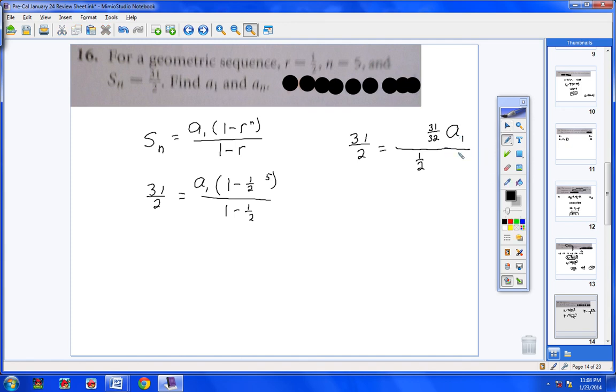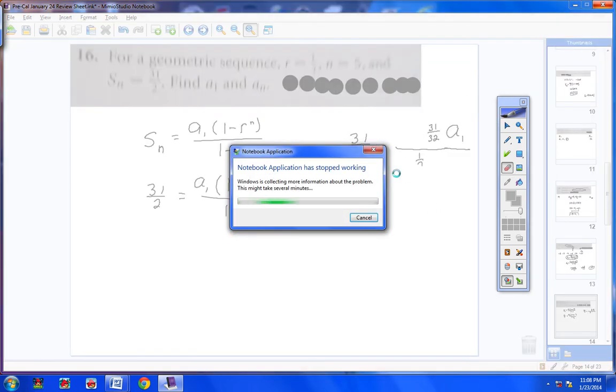Now, if you take 31 over 32 divided by 1/2, or in other words times 2 over 1, you get 31 over 16. So what you end up with, if you simplify correctly, is, hold on one second.